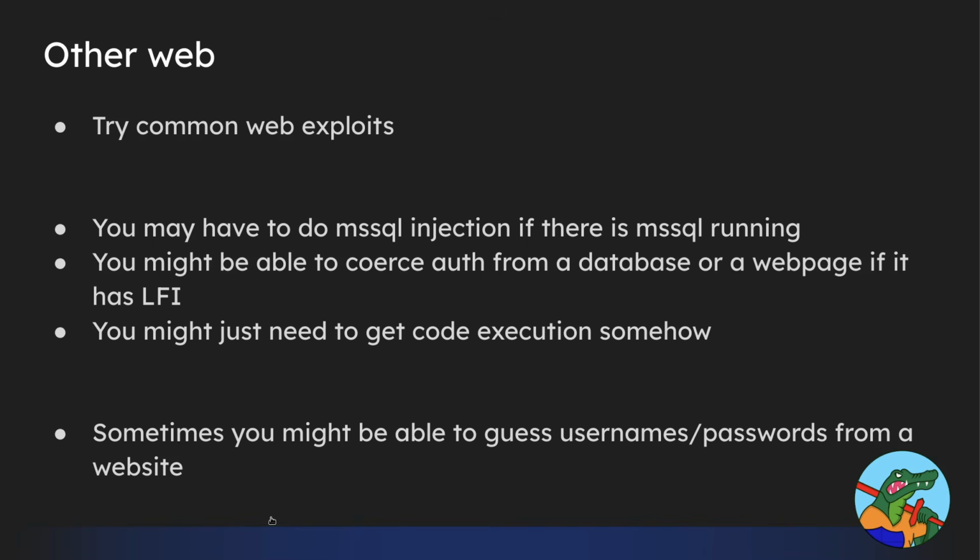Otherwise, you just have to try common exploits: SQL injection, template injection, code injection, whatever it is. You can use SQL injection to do things that I'm going to talk about later. Sometimes you can coerce authentication if there's local file inclusion. You can make it include a web page, and instead of including a file locally, you make it include your malicious SMB server so that you can grab a hash. Sometimes you can just inject commands.